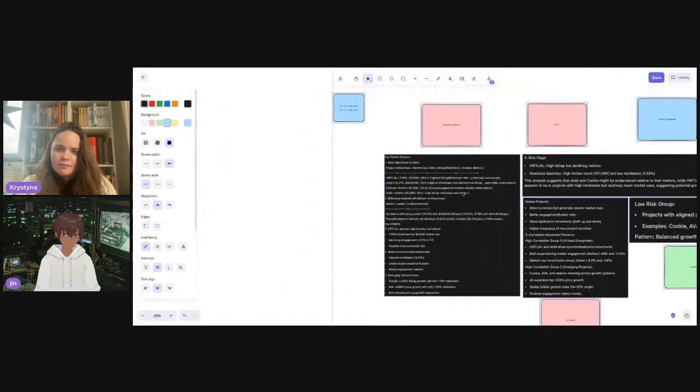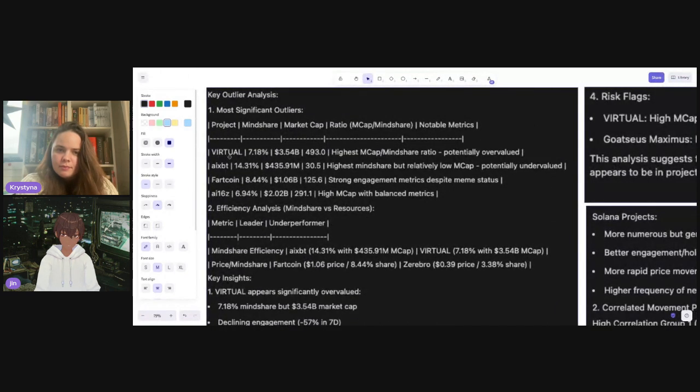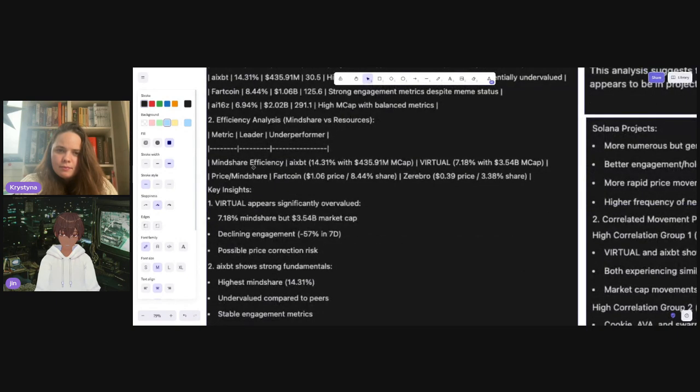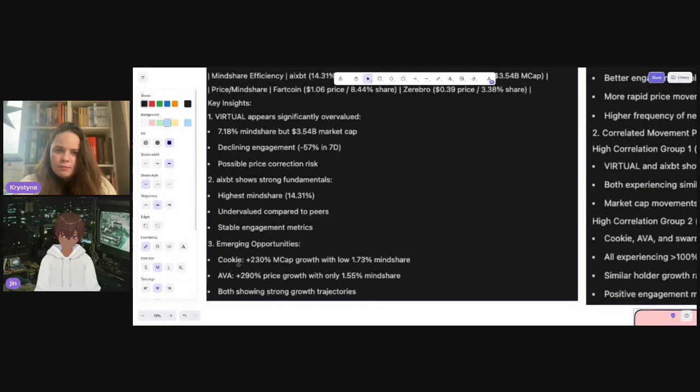So interestingly, based on this, Virtual looks potentially overvalued. AIXBT is still undervalued, which is pretty cool. Fartcoin, strong engagement despite meme status. AI16Z is like a blue chip. Mindshare efficiency is a metric I quite like, which is, I think, kind of the same thing, but I don't think it's actionable. Interestingly, cookie comes out as an emerging opportunity. So the agent thinks that people should buy cookie, which is pretty fun.